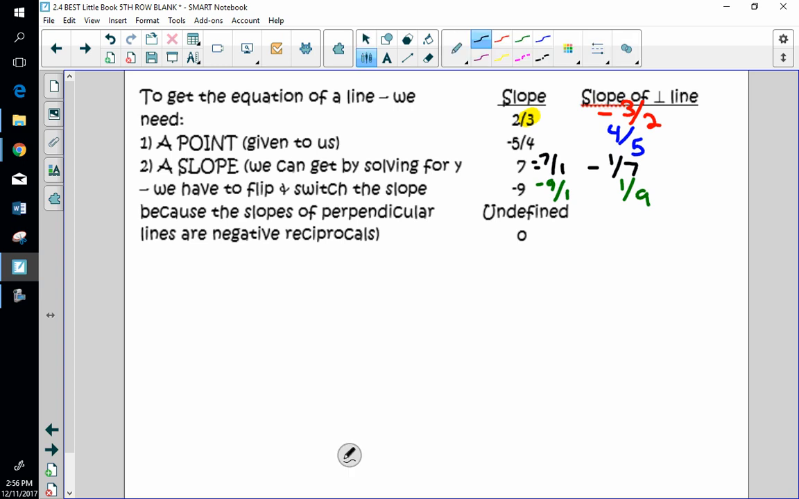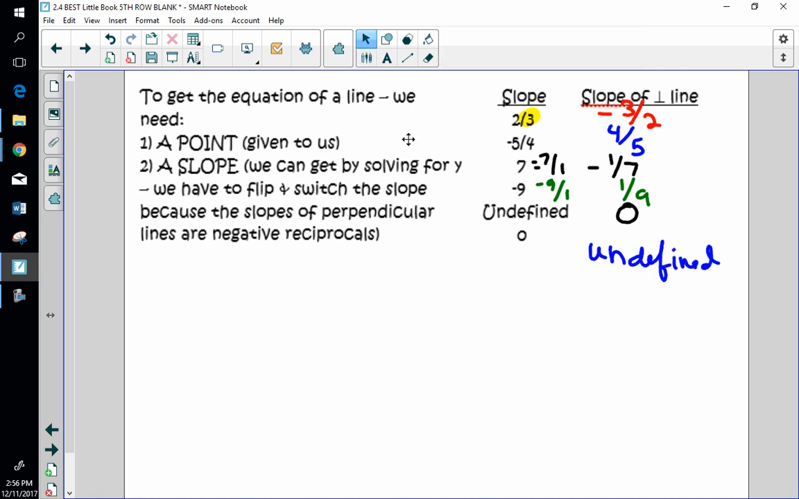For undefined, an undefined slope is a line that is vertical. So something horizontal would be a perpendicular line, and horizontal lines have a slope of 0. And vice versa. A line that has a slope of 0 is horizontal. Something perpendicular to it would be a vertical line and has a slope that's undefined. So it would have an undefined slope. So let's do some problems.